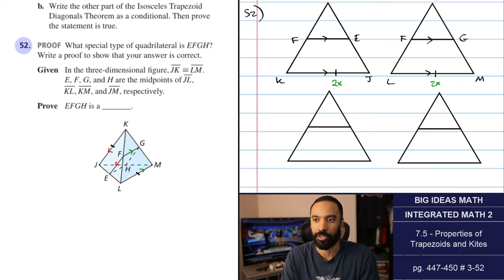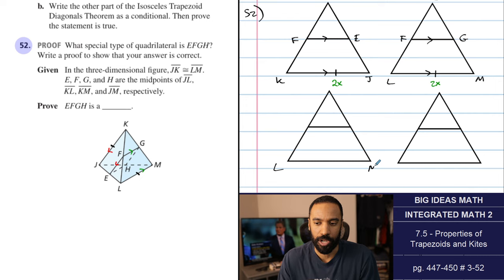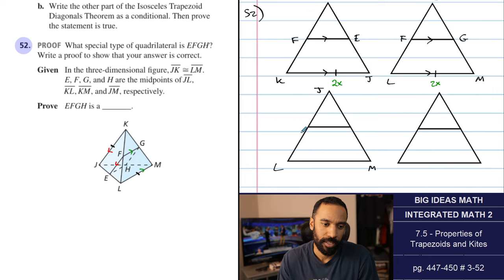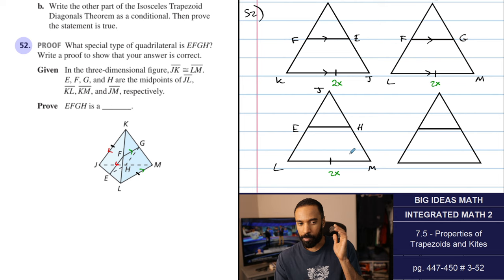Let's keep going. My proof is going to be just in my construction. I hope that's okay. LM and J, this is the bottom triangle, and I got E, H, and that's congruent to all those other things, so let's call that another 2x there. This isn't about things being parallel, by the way. This is about things being half the lengths, so I think I can ignore the parallel parts.